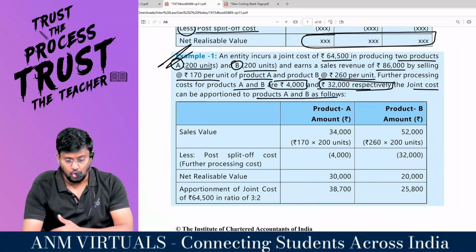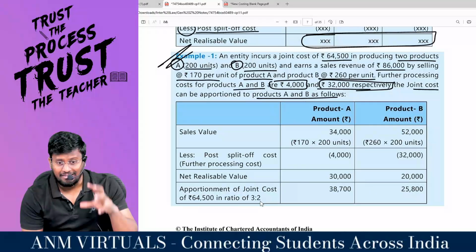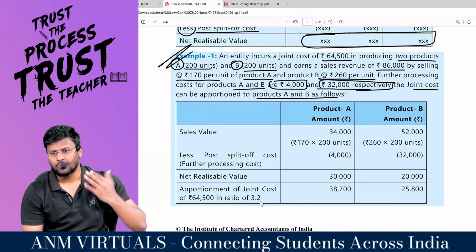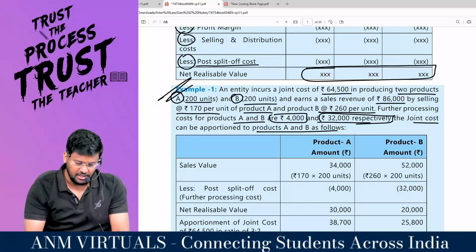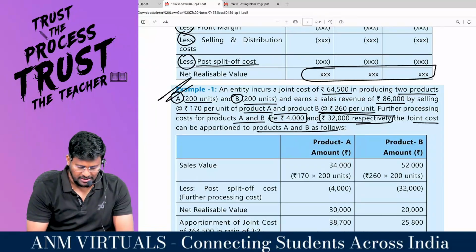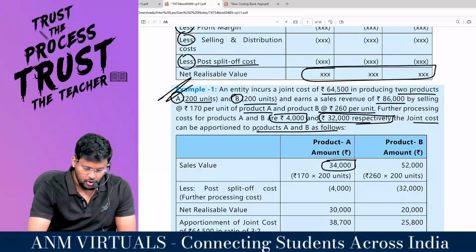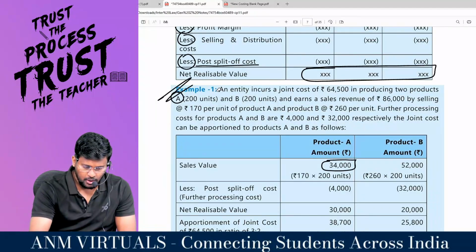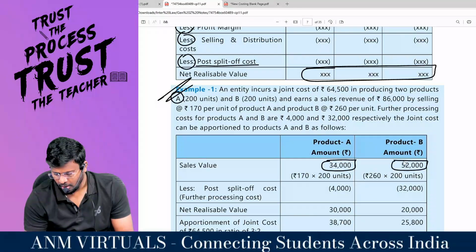Now what they are doing is apportioning the joint cost. So you can use the method of NRV, net realizable value, at the split off point to apportion the joint cost. What is the sales value? Take your calculator. Ultimate sales value, finished goods sales value. How many units did you sell? 200 units of A you sold, at how much rupees per unit? 170. So 200 into 170, 34,000. Correct? What is the number of units sold for product B? 200 units. 200 into what is the selling price? 260. 200 into 260 comes to 52,000. Comfortable? Now this is the selling price.